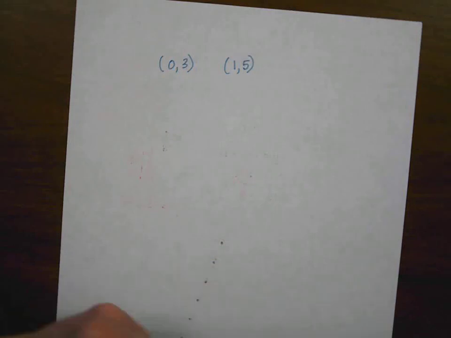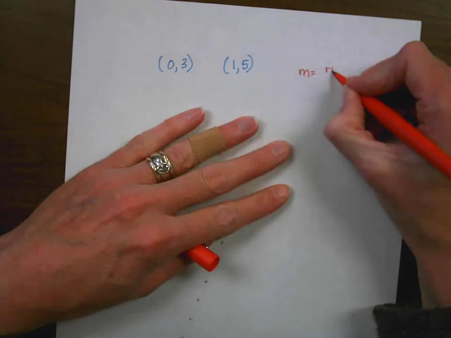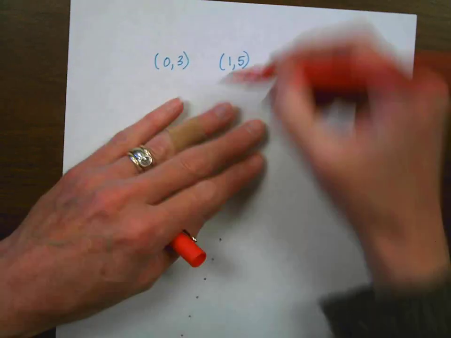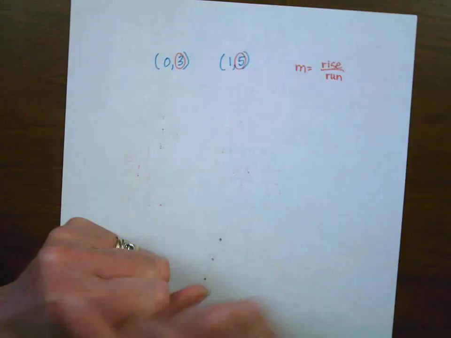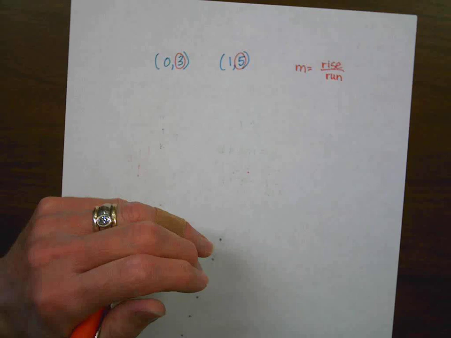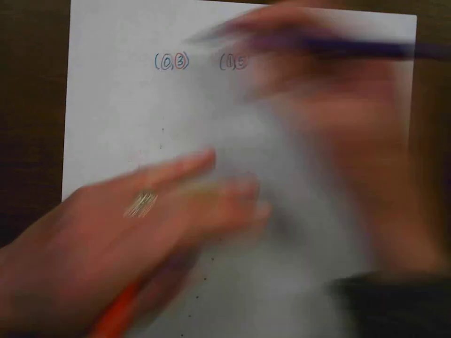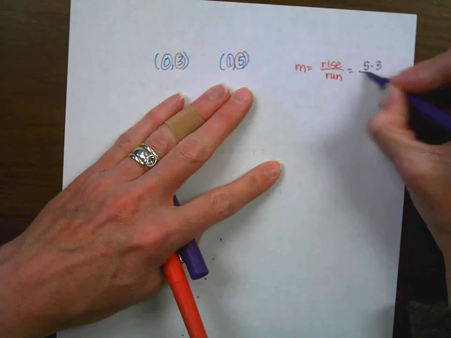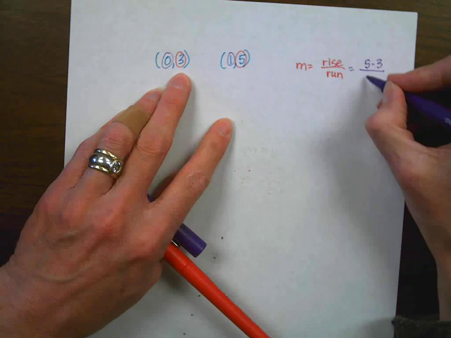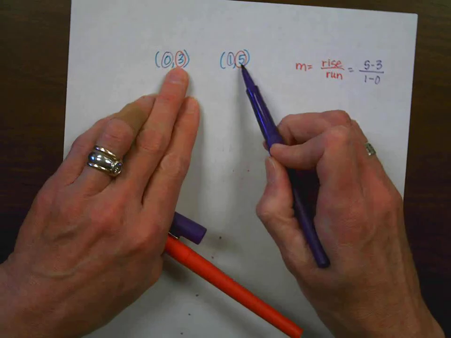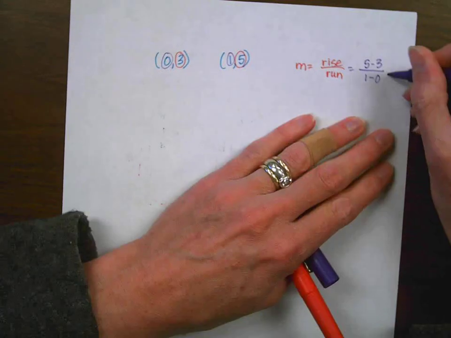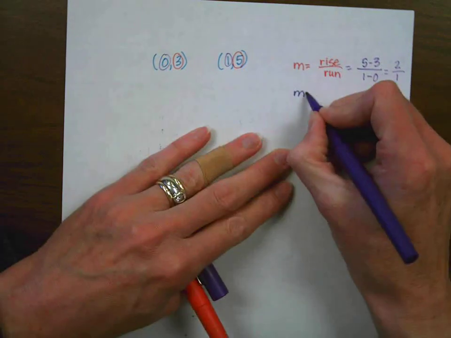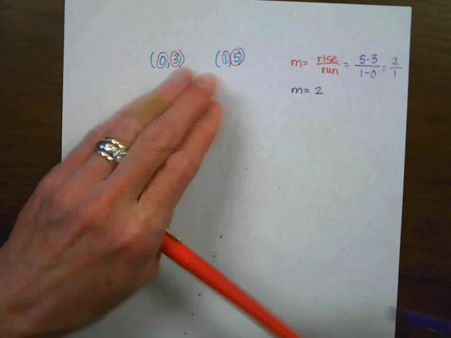And remember, in order to find the slope, you have to do rise over run. And remember, it's the differences in the rises, and the rises are your y values, divided by the differences of your x's. Okay, so that's how you find the slope. And so you're going to take 5 minus 3 divided by 1 minus 0, because it's the differences of the y's divided by the differences of the x's. And so 5 minus 3 is 2, 1 minus 0 is 1, and now we have our slope equals 2.